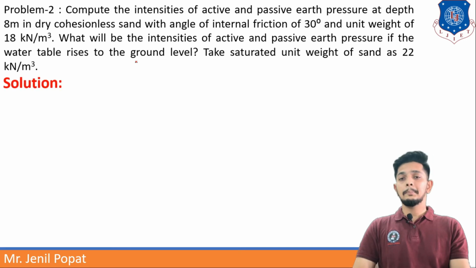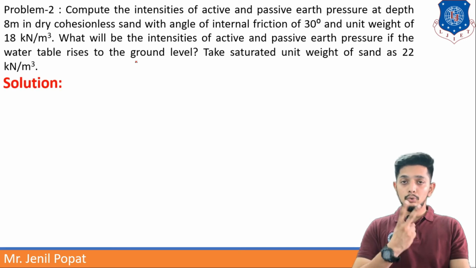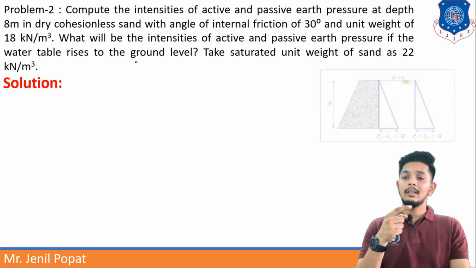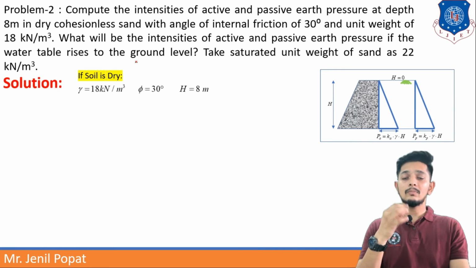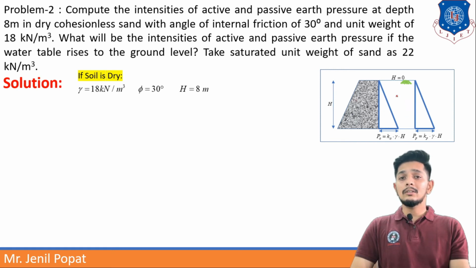So it is very simple. The question is of two different types. First type, if the soil is dry, and second, if the soil is moist or submerged. So for the first case, we can see the figure here. The retaining wall is like that. Here the earth or backfill is dry.